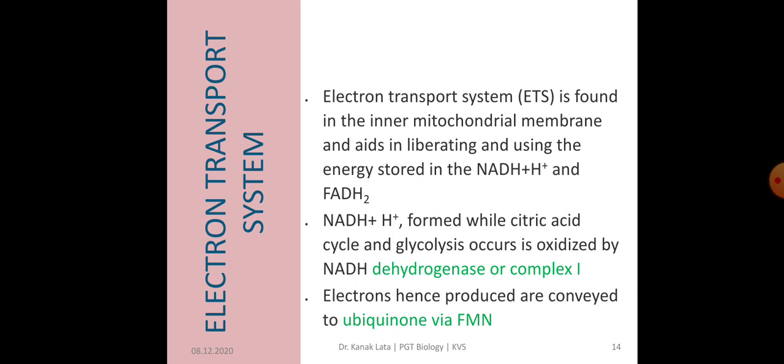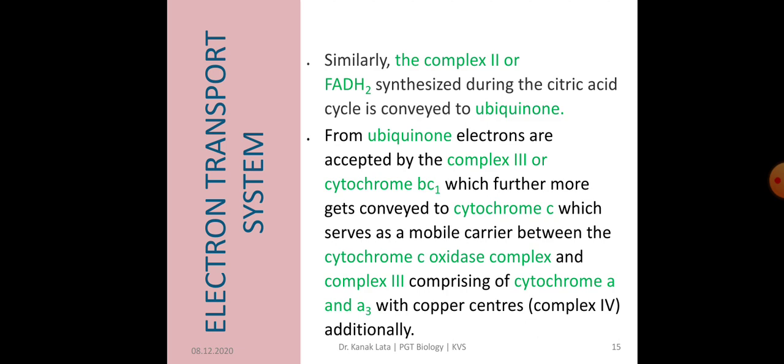In the first step, NADH plus H plus which is formed during the citric acid cycle and glycolysis is oxidized into NAD plus with the help of enzyme NADH dehydrogenase, or also called complex 1. During this, electrons are produced which are conveyed to ubiquinone via flavin mononucleotide. Similarly, the complex 2 or reduced form of flavin adenine dinucleotide or FADH2, which is synthesized during citric acid cycle, is conveyed to ubiquinone.